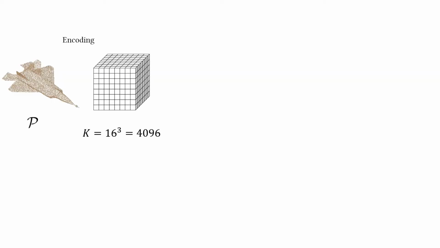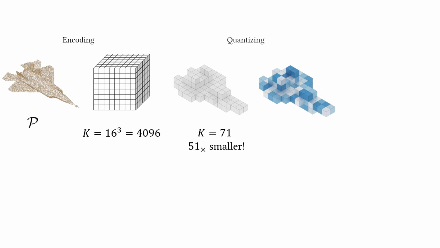However, transformers cannot handle the cubic complexity of the 3D grids. Instead, we only encode the point cloud to the non-empty sparse features, resulting in a much shorter sequence. We then quantize the features into words, and a reconstructed mesh is obtained by decoding the word sequence.